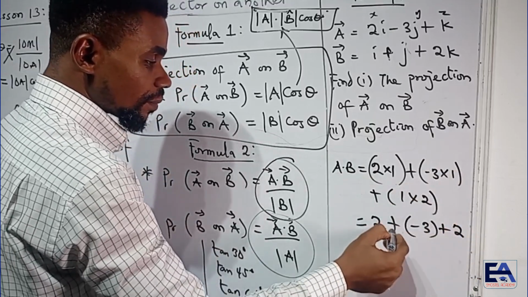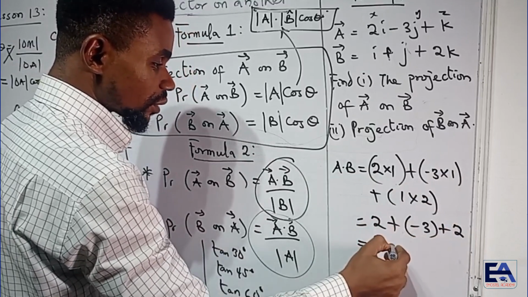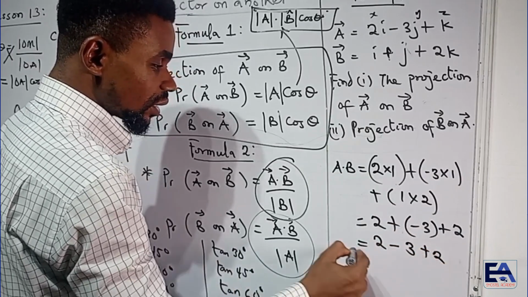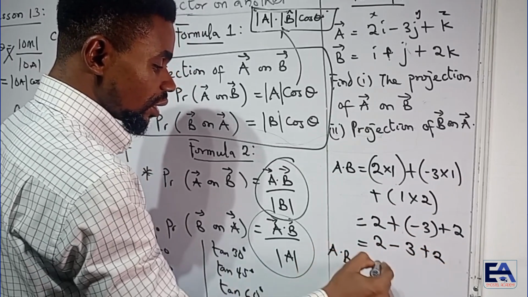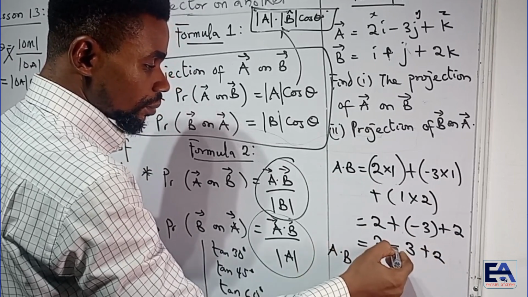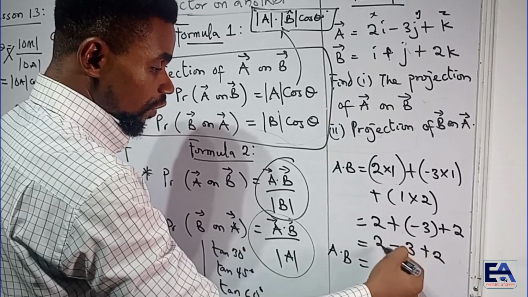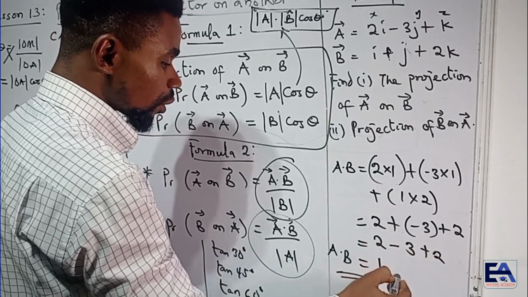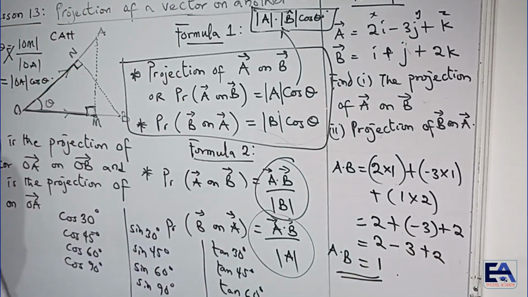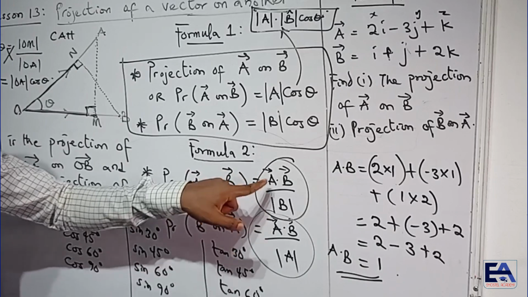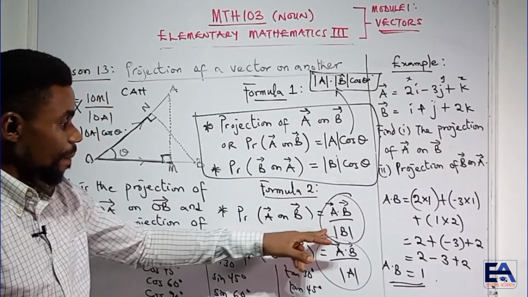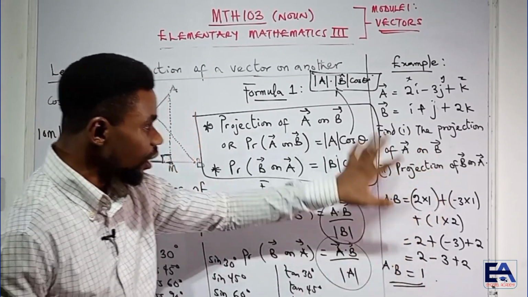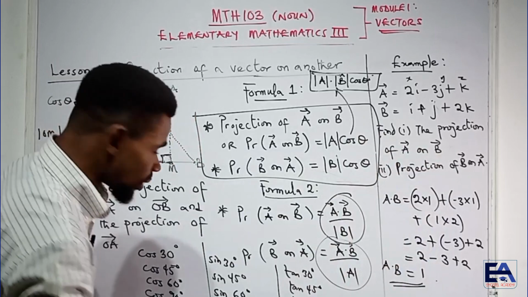So at the end of the day, we have 2 plus times minus is minus 3, plus 2. And then we have A dot B is equal to 2 plus 2 is 4, so 4 minus 3 is 1. So which means the dot product of A and B is equal to 1. So we are going to need that in each of the cases here. All right, so the question says find the projection. Let's find the magnitude of A and magnitude of B and then apply it to answer the two questions.